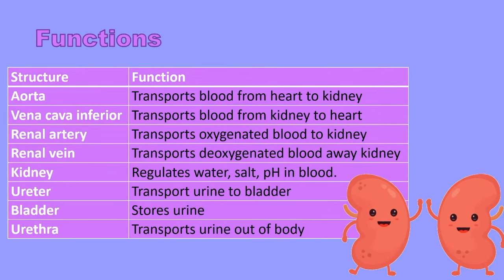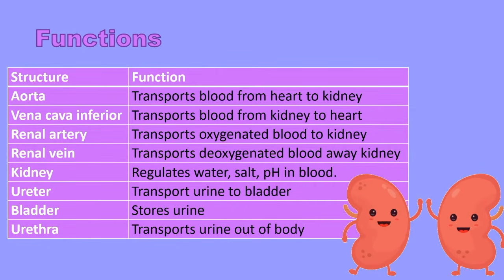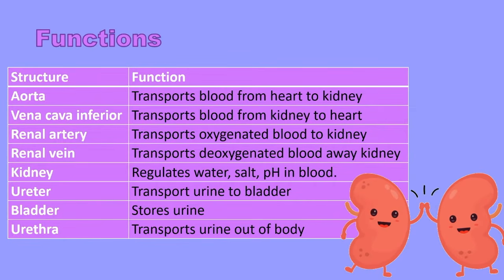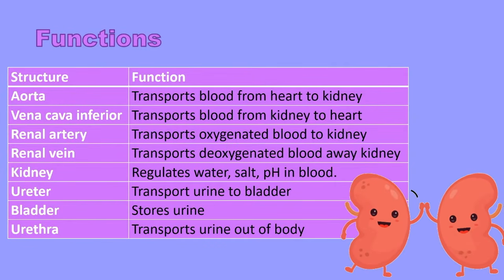The renal artery will transport oxygenated blood to the kidney. The renal vein will transport deoxygenated blood away from the kidney to the heart. Then the kidney regulates water, salt, and the pH in the blood. The pH will refer to the acidity or the alkali level of the blood.